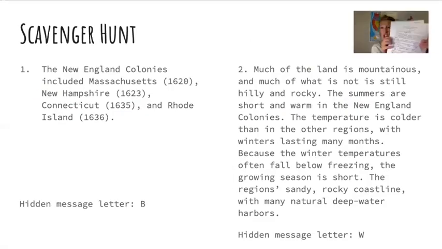So I'm going to use my sheet, and the number 1 card goes with question number 1. New England colonies included Massachusetts, New Hampshire, Connecticut, and Rhode Island. So on your little sheet, it says the New England colonies included blank, New Hampshire, blank, and Rhode Island. So you have to fill in the blanks. And the hidden message letter is B. So as I'm doing it, I'm doing my letter.